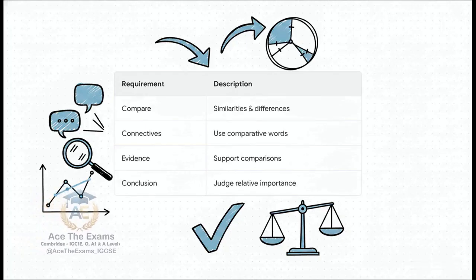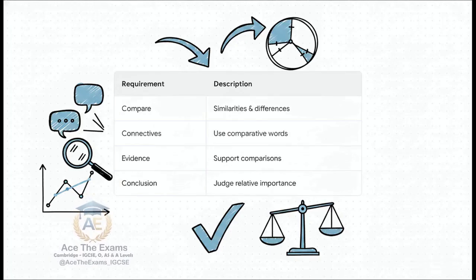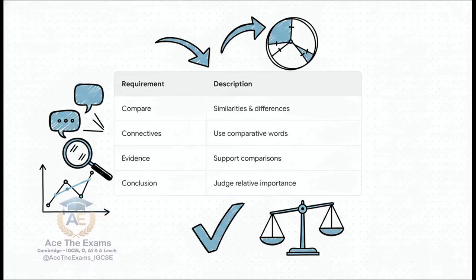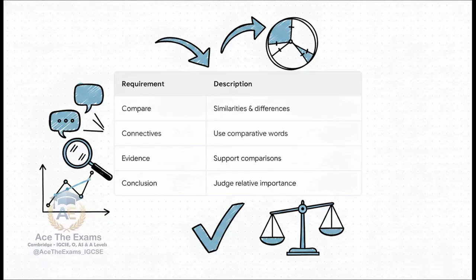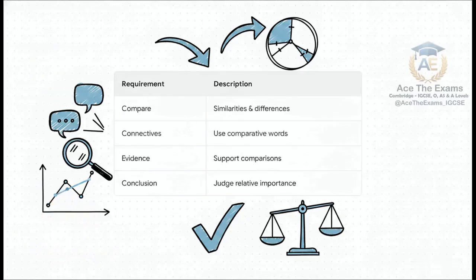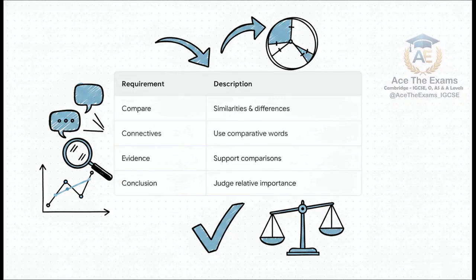Almost everything. When a question asks you to evaluate or compare, you must hit the 4 requirements on your screen. First, compare. Identify both similarities and differences. Second, connectives. Actually use comparative language, words like whereas, conversely, or similarly. Third, evidence. You must support every single comparison with numerical evidence from your prior calculations. Sam gave no numbers. And finally, conclusion. You must draw a judgment about the relative importance of your findings.